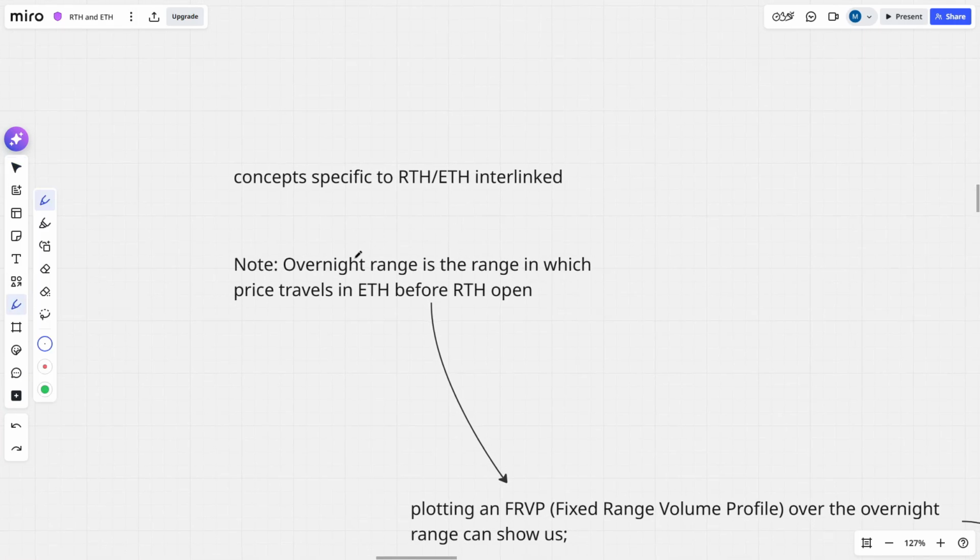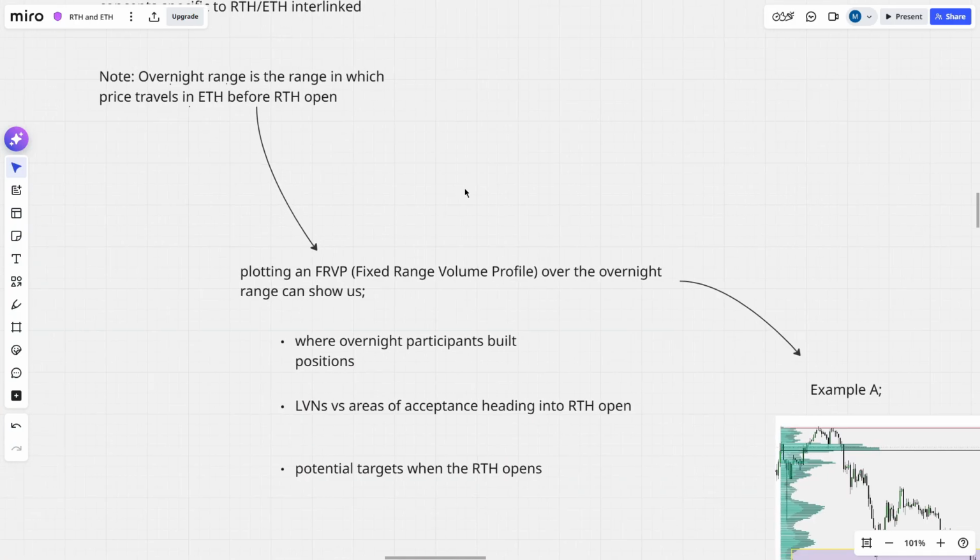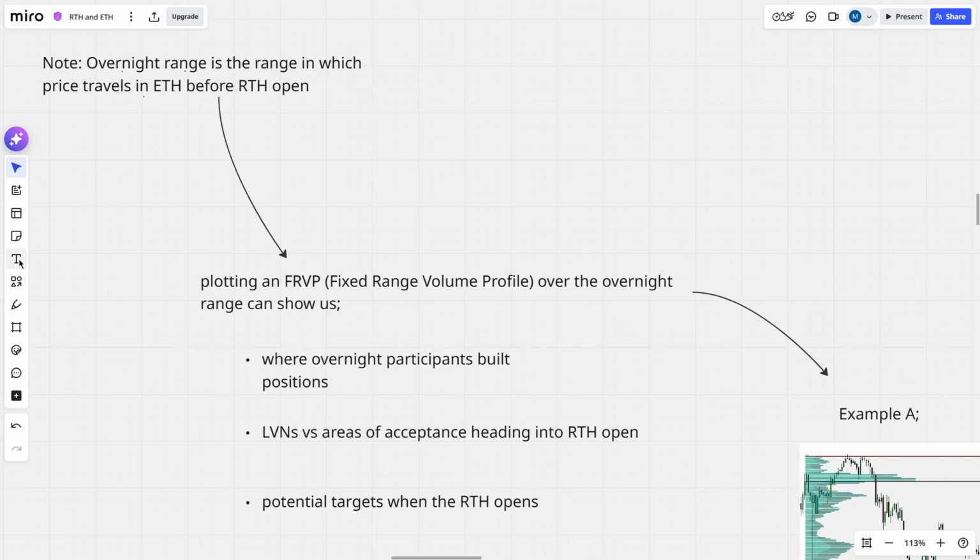Now, as a note, let's remember that overnight range is the range in which price travels in the ETH before RTH open. That's what the overnight range is. And we could see this by looking at an FRVP, which stands for Fixed Range Volume Profile. It's a tool on TradingView and on many other platforms that you can use in order to gauge where the volume is being transacted over past data. So this is historical data.